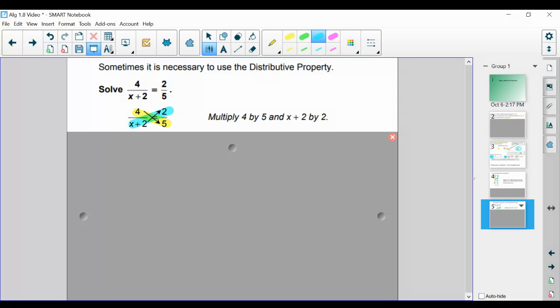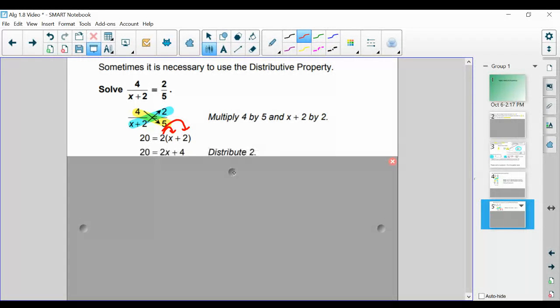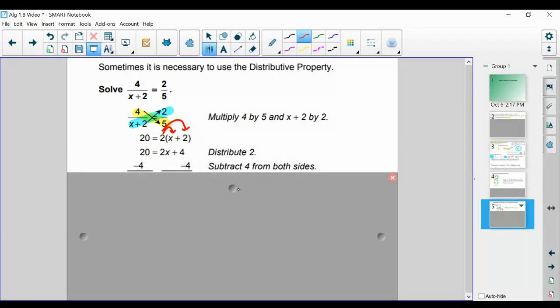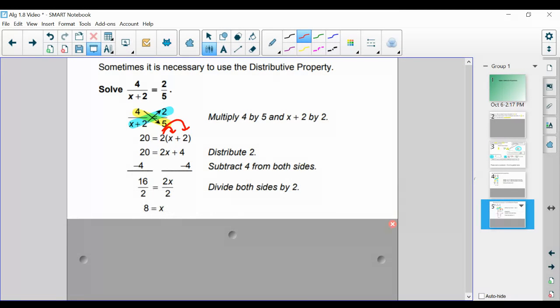Now, remember, we're multiplying the quantity of x plus 2 by 2. It's not just x by 2 or 2 by 2. The entire denominator is what we are multiplying by a factor of 2. So notice we have the distributive property set up. We're going to now distribute the 2 to the x as well as the 2. And we're going to solve for x just like we normally would. So we figure out that x is equal to 8.